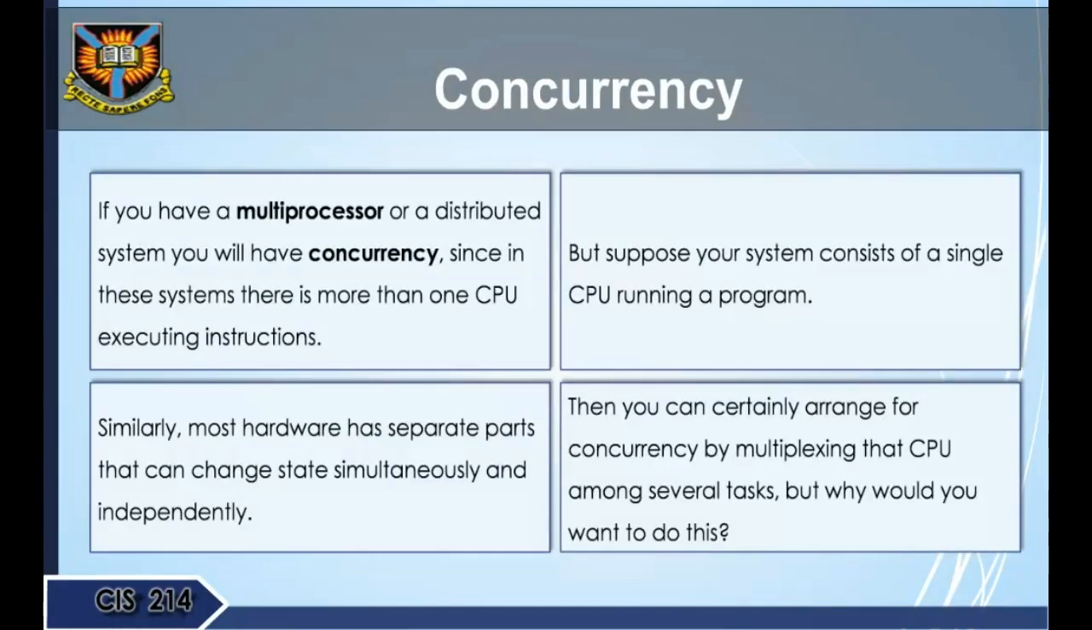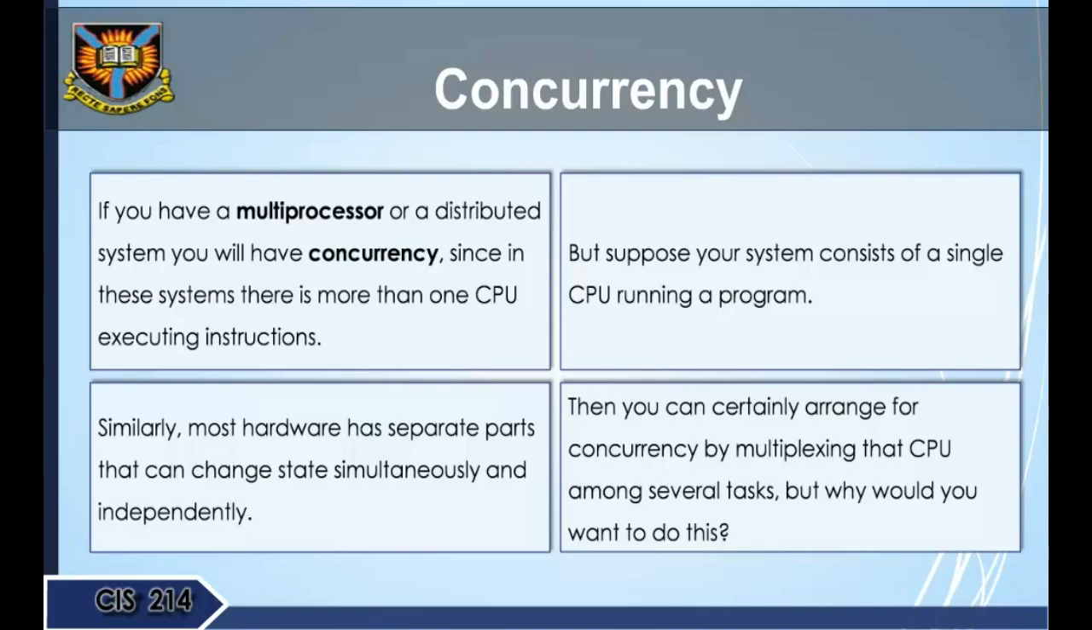Concurrency. If you have a multiprocessor or a distributed system, you will have concurrency, since in these systems there is more than one CPU executing instructions. Similarly, most hardware has separate parts that can change state simultaneously and independently. But suppose your system consists of a single CPU running a program, then you can certainly arrange for concurrency by multiplexing the CPU among several tasks.